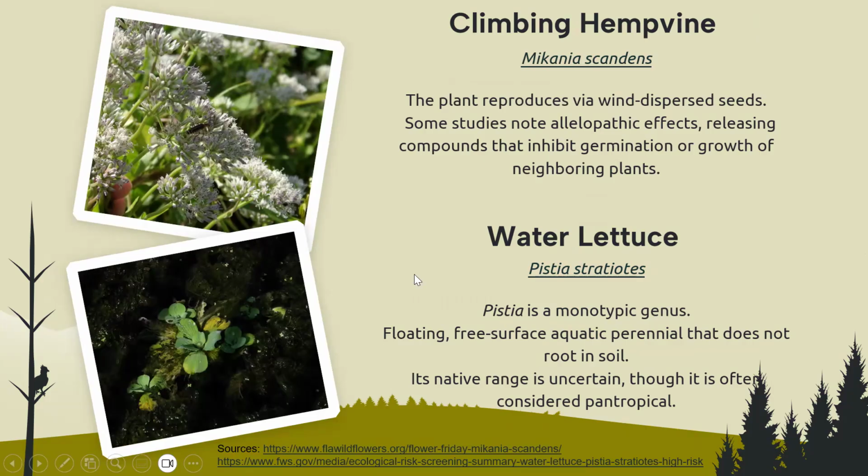Climbing hemp vine, Mikania scandens, is a plant that reproduces via wind-dispersed seeds. Some studies note allelopathic effects of this plant, releasing compounds that inhibit germination or growth of neighboring plants, and that was pretty evident in the large patches of hemp vine that we saw.